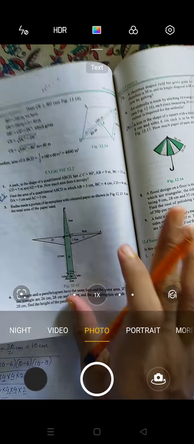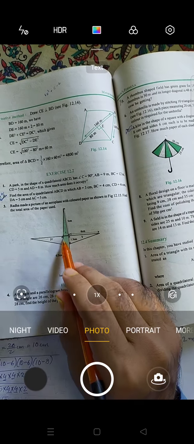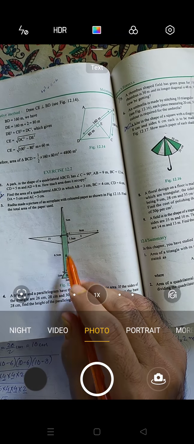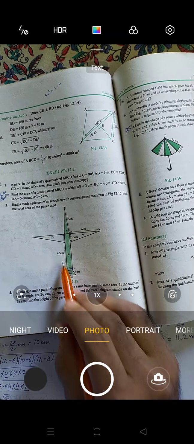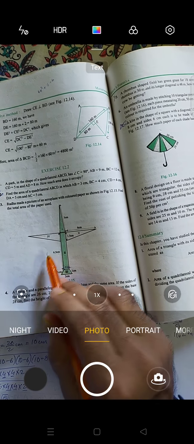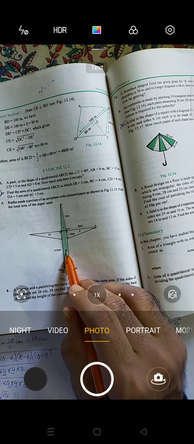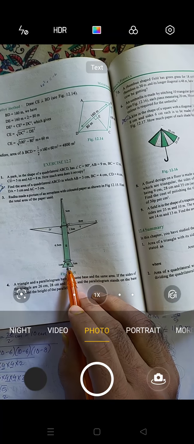Now this is figure 2. This is a rectangle, so this is the length and this is the breadth. Breadth is 1, length is 6.5. So you multiply length into breadth and you will get the area of figure 2. Now this is figure 3.